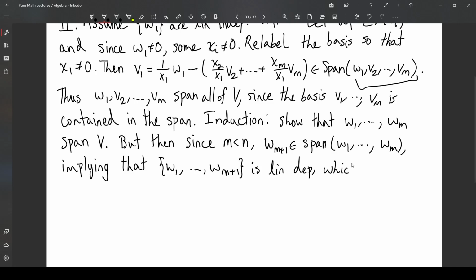And this is a contradiction. And what is it contradicting? It's contradicting the assumption that w1 through wn was linearly independent. Contradiction to w1 through wn being linearly independent.